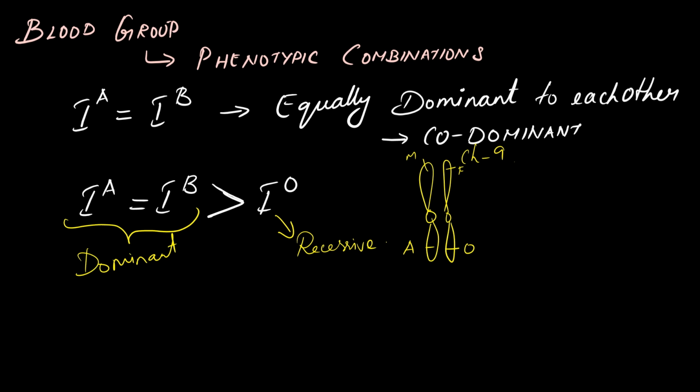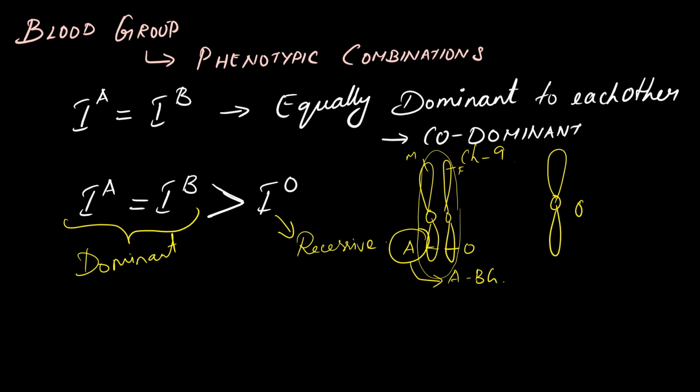So the offspring is going to have this homologous chromosome pair. In this pair, one chromosome has the A allele and one chromosome has the O allele. And which is dominant when you compare A and O? A only is the dominant. So the child will be expressing A blood group. I think you understood now.